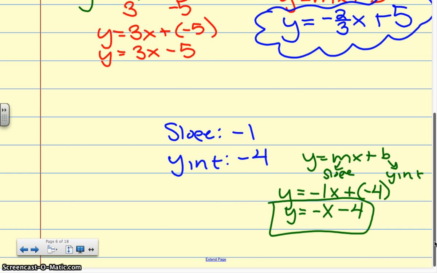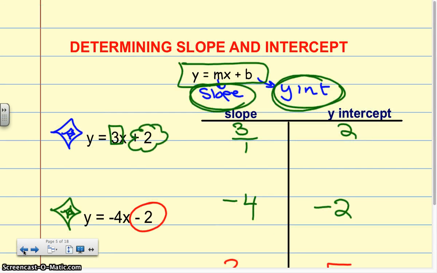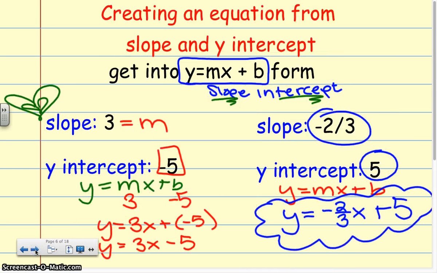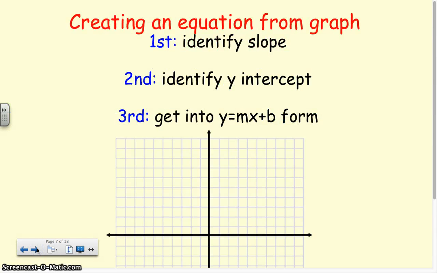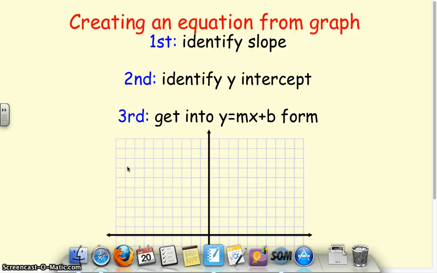That's the second concept. So again, our first concept, identify slope and y-intercept. Second concept, we want to make the equation given our slope and y-intercept. Our last concept of today is to create an equation from a graph. So our last concept is creating an equation from a graph.